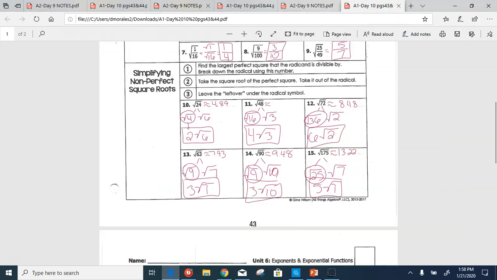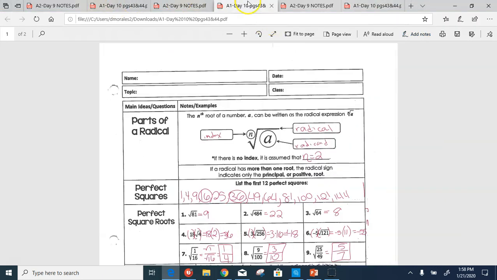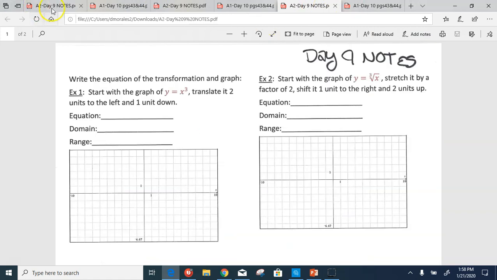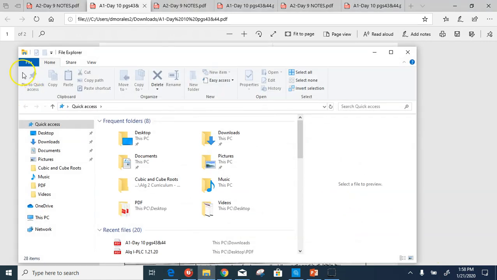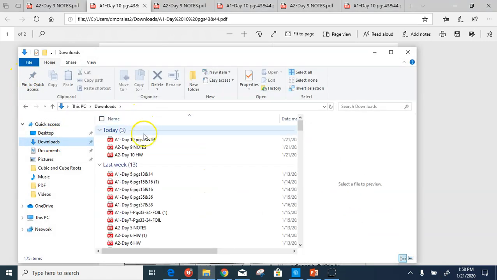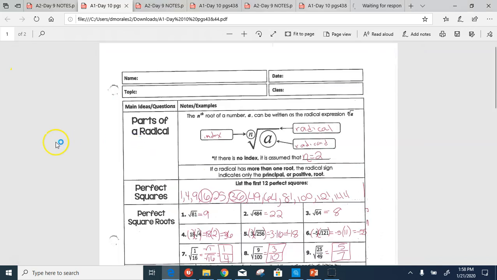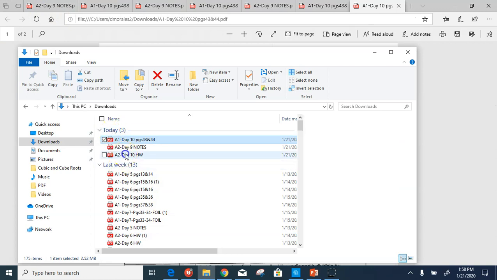Your assignment today, excuse me, that's the wrong assignment. I should do the right one. Where's algebra 2? I don't have it on here. Let me pull it up right now for you guys really quick. I already had it here for you. Downloads right here. Whoops, that's the wrong one still. This will be algebra 2, day 10.